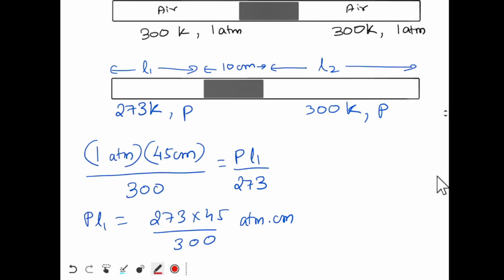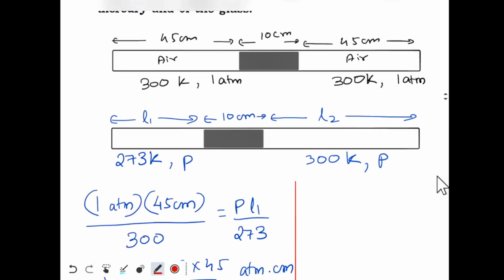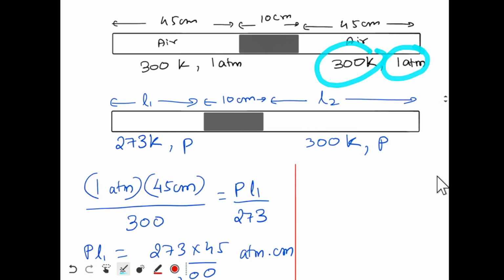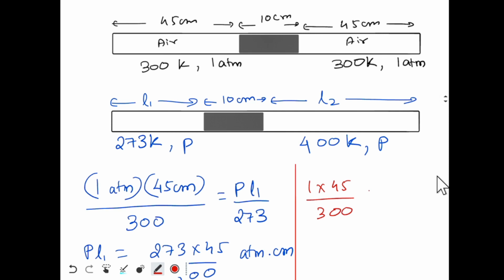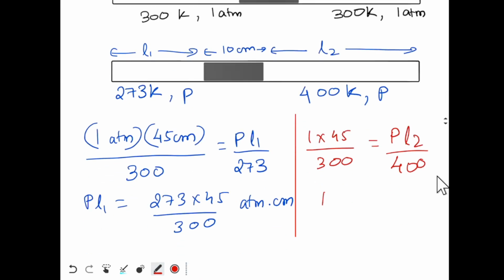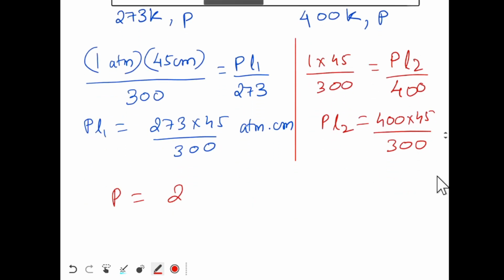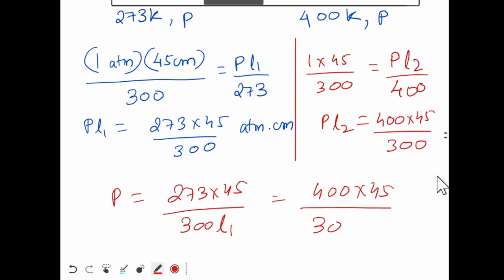Okay. Now let's look at the other side. So on this side, initial pressure 1 atm, initial temperature 300, and final temperature will be actually 400 over here. Okay, 127 degrees Celsius means 400 Kelvin. My mistake. So now I can write down P1 L1 upon T1. So 1 into 45 centimeter by 300 is equal to P times L2 divided by 400. So I get P times L2 will be equal to 400 into 45 by 300 atm centimeter. So now we will get P is equal to 273 into 45 by 300 L1, that is equal to 400 into 45 by 300 L2.